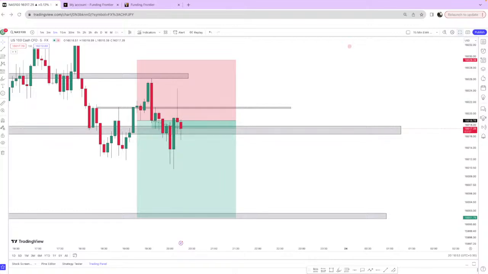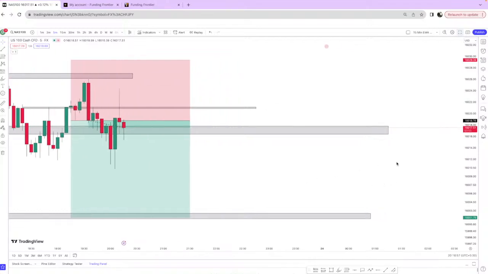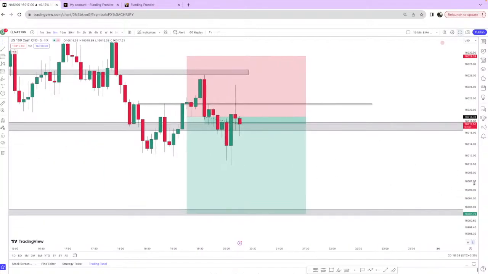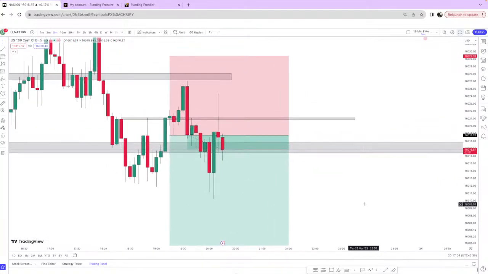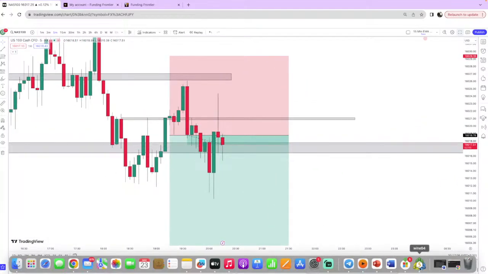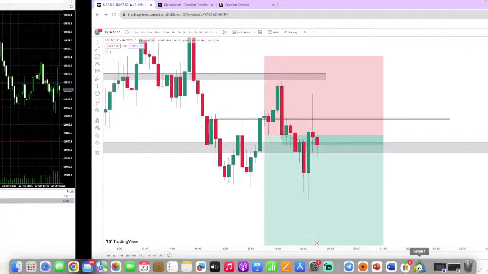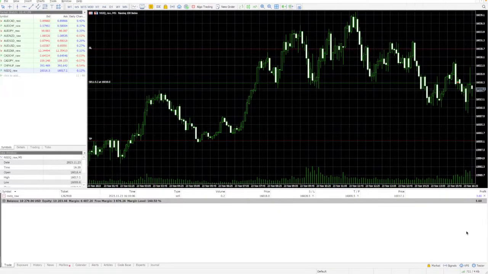There's some issue in my camera. It's okay, my screen is visible. The main thing that matters is the screen. Let's see what's going on in our trade. So it's $34 profit.